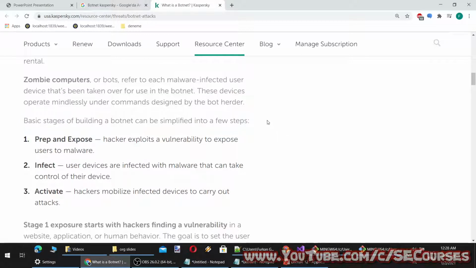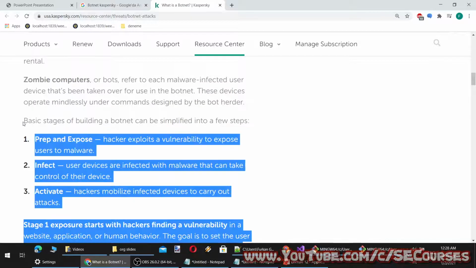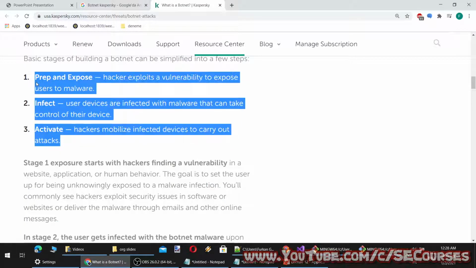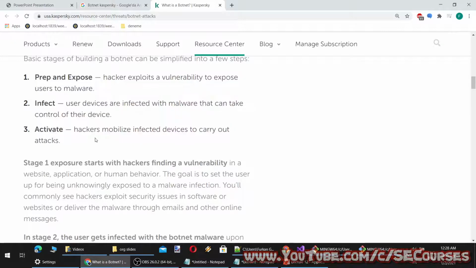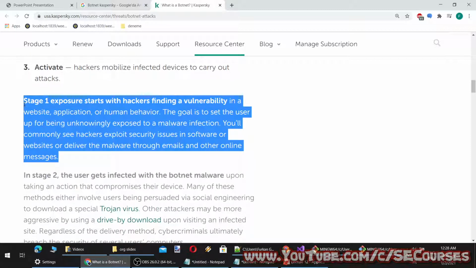that's been taken over for use in the botnet. These devices operate mindlessly under commands designed by the bot herder. Basic stages of building a botnet can be simplified into a few steps. Prep and expose: the hacker exploits a vulnerability to expose users to malware. Infect: user devices are infected with malware that can take control of their device. Activate: hackers mobilize infected devices to carry out attacks.